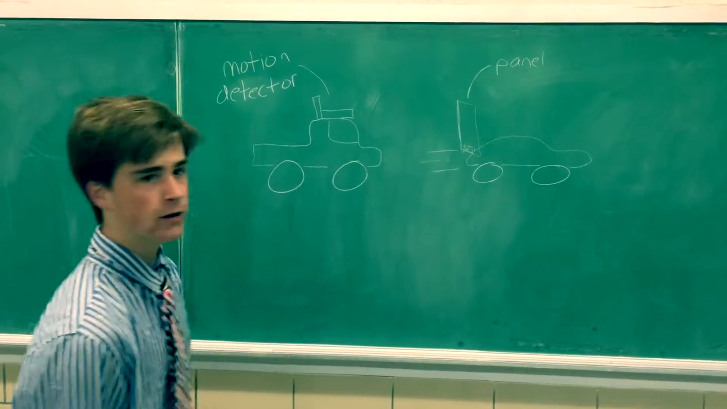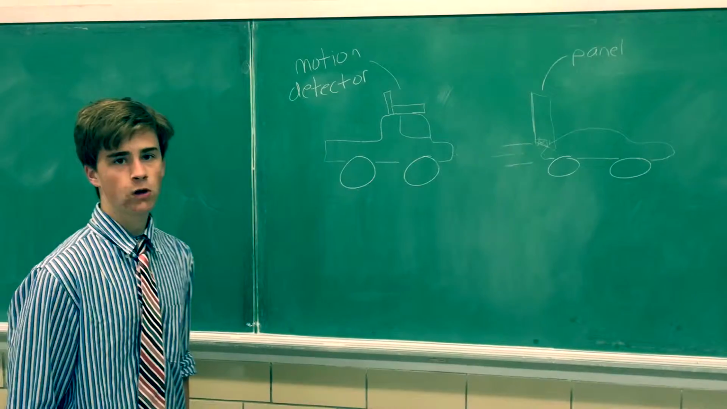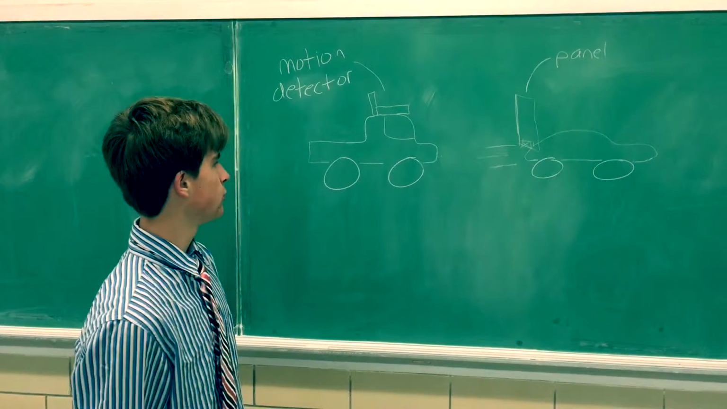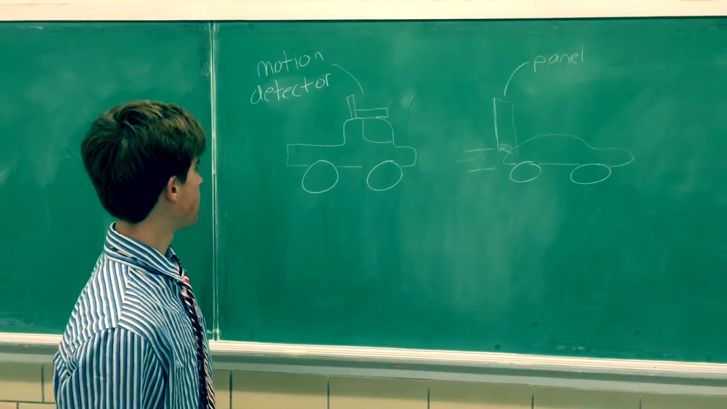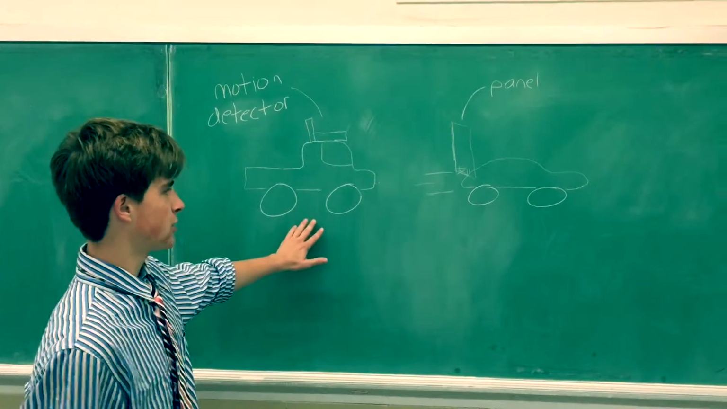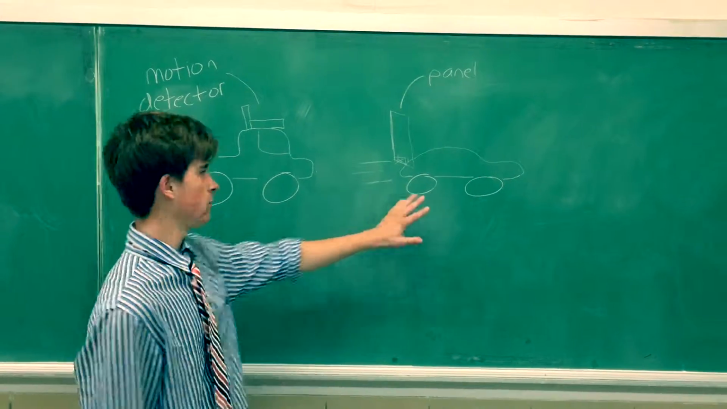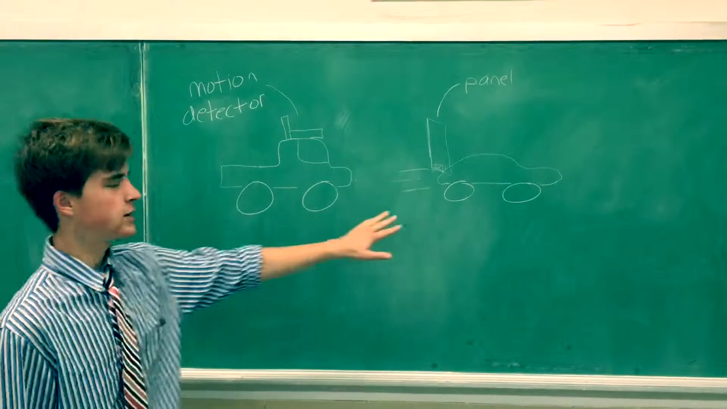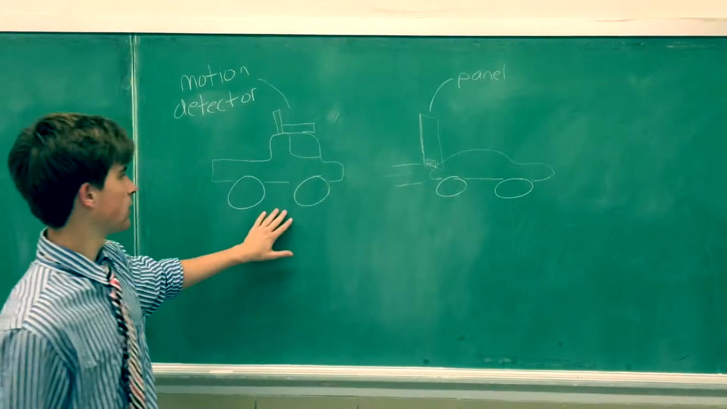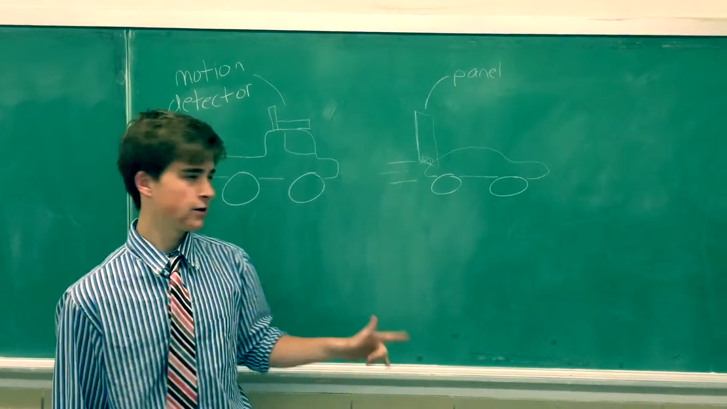Alright, so for our experiment, we used remote control cars to prove relative motion. We started off, we got a monster truck here and a race car here. We used these two different cars because the race car is going to be a lot faster than the monster truck, which is going to be important for later.